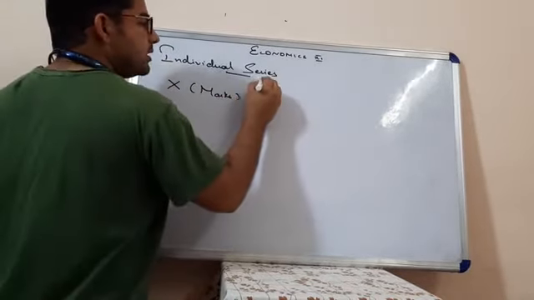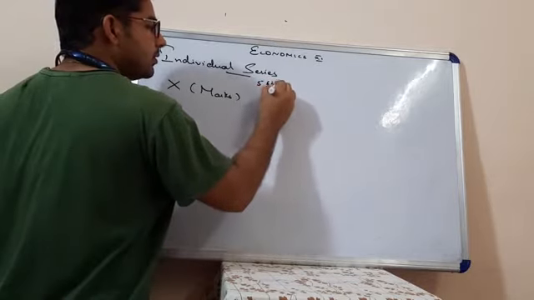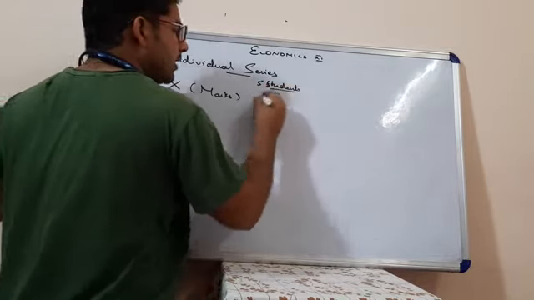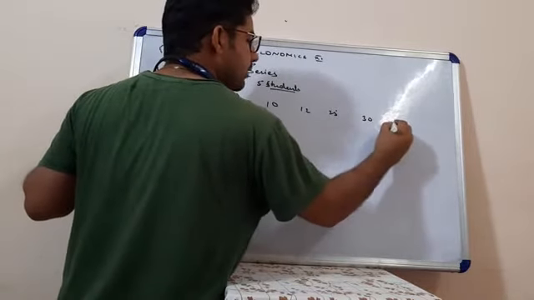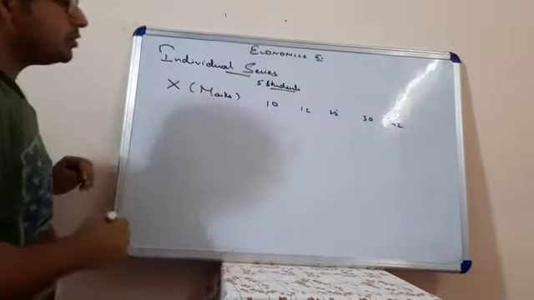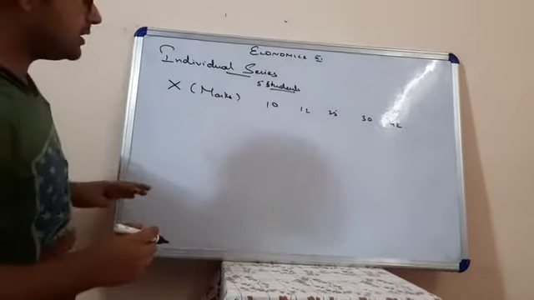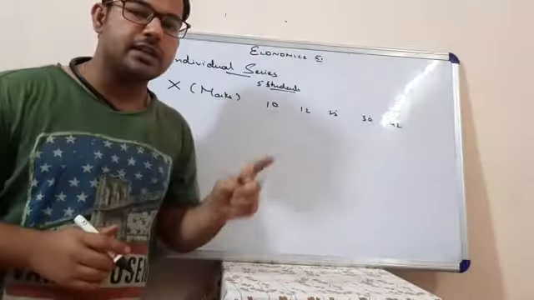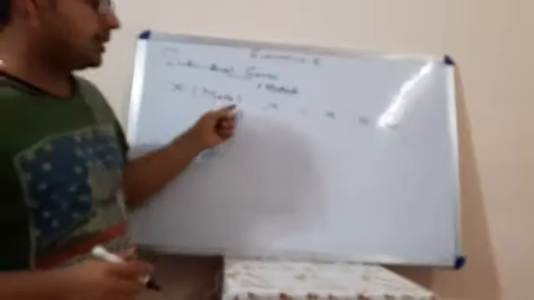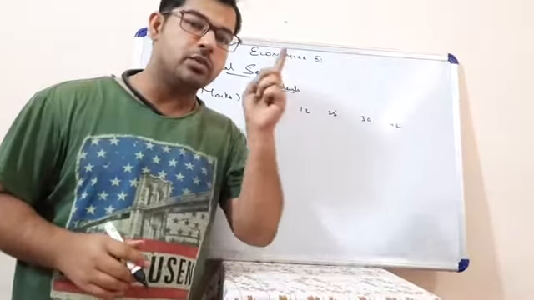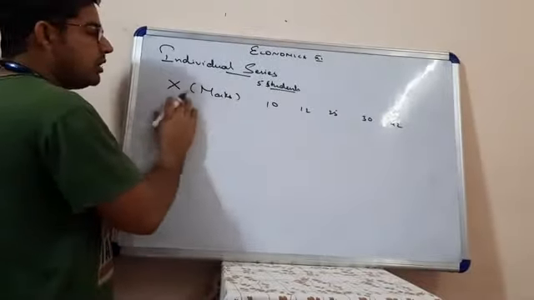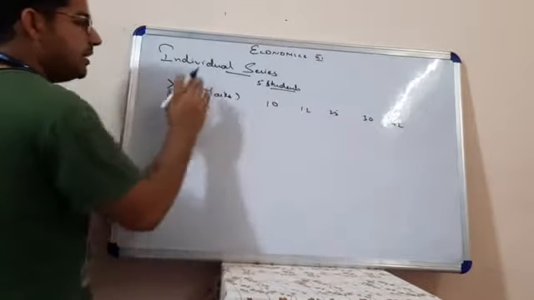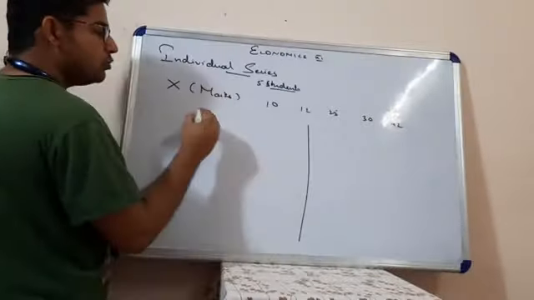Suppose there are 5 students in the class, and of those 5 students, the marks are 10, 12, 15, 30 and 42. And now they are asking you to calculate the mean of the following series. This series will be considered an individual series because there are no frequencies. The most important point is, we call it an individual series because we don't find any frequencies here. There are only marks, means items are given.